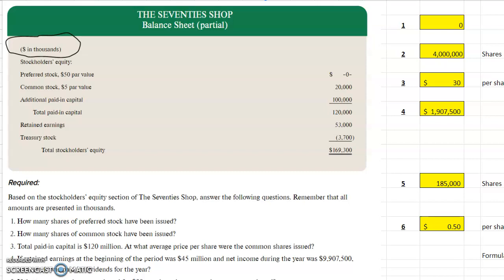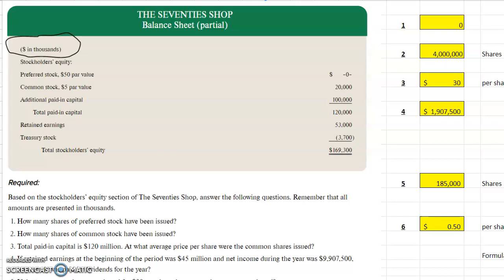Hello, this is an exercise in what information you can find from the stockholders equity section of a balance sheet. Okay, so we've got the balance sheet partial there. It's just the stockholders equity section. One thing to note is this is in thousands.